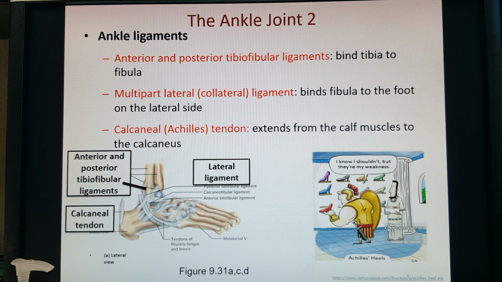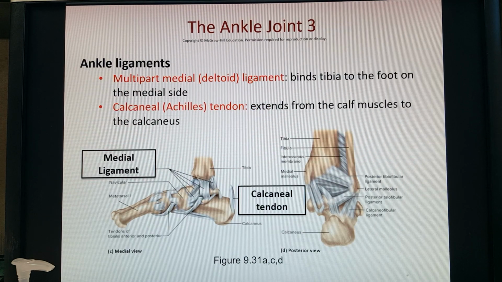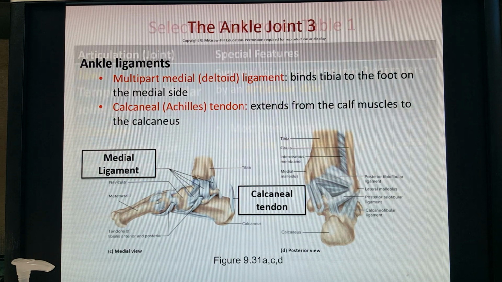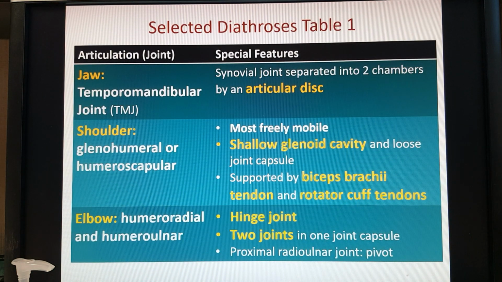Okay, so this is just another view, again, more ligaments and tendons helping to keep everything steadied and together. And these are those tables I showed you at the beginning.